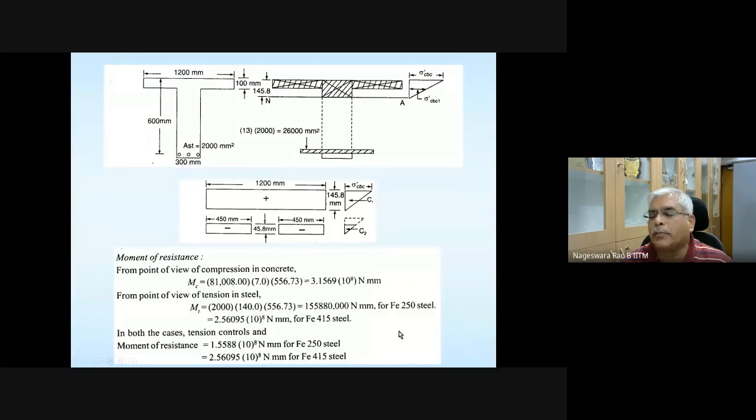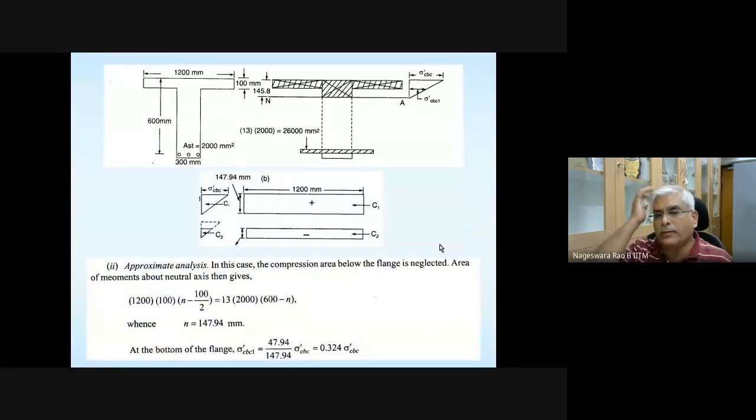Let's see also the approximate analysis. What is the approximate analysis? I'm saying ignore this small portion and take compression as the total flange area. This entire thing is approximated as, what is this dimension? 1200. Okay, so this dimension is 1200 and this depth is 145.8. So that is this rectangle.